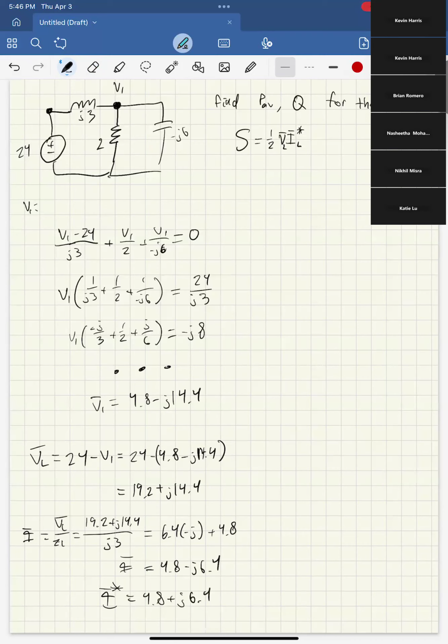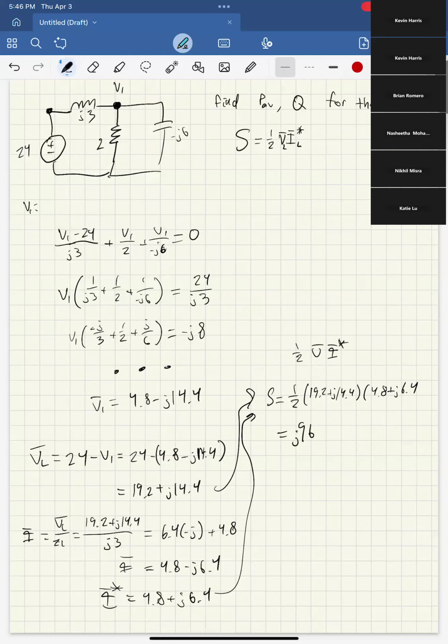Crazy, I know. So if we want to find S, I'll plug it back. S equals 1/2 of (19.2 plus j14.4) times (4.8 plus j6.4), because it's 1/2 V bar I bar conjugate. If I plug this into my calculator, let's see what I get: 19.2 plus j14.4, and then 4.8 plus j6.4.